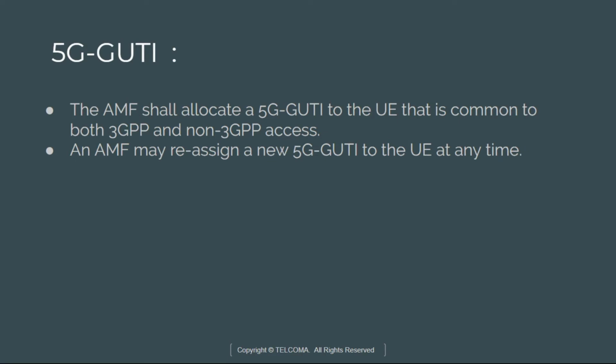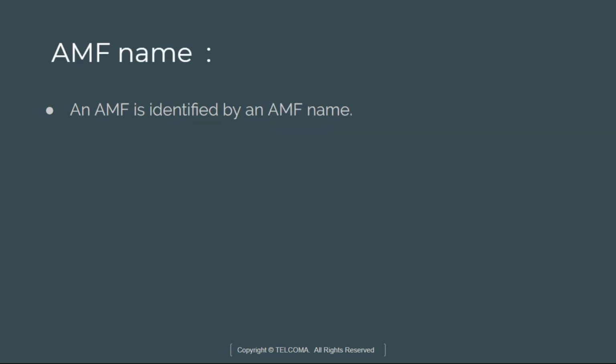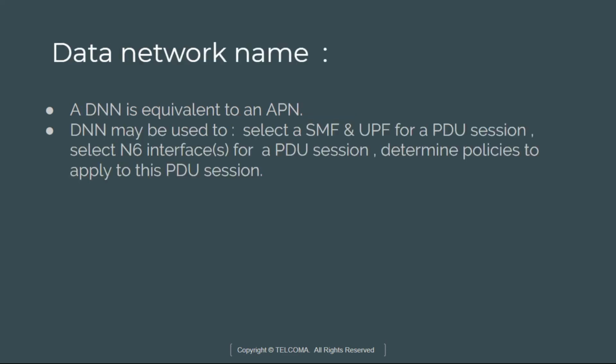Then we have 5G GUTI, which is the globally unique temporary identifier. The AMF shall allocate a 5G GUTI to the UE that is common to both 3GPP and non-3GPP access. And the AMF may reassign a new GUTI to the UE at any time. AMF name: the access and mobility function is always identified by its name.